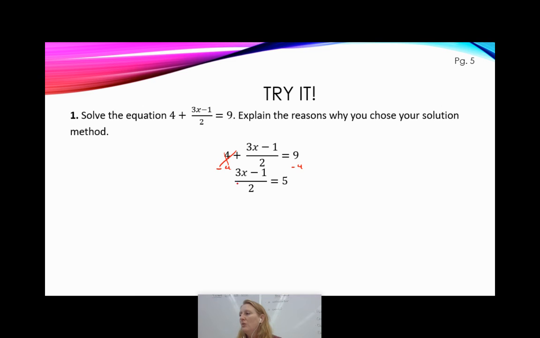And again, I don't like the dividing by 2. We undo division with multiplication. So I'll multiply both sides by 2. So those will cancel out. And I now have 3x minus 1 equals 10. I am going to go ahead and add 1 to both sides because that's what we have to do. And now I have 3x equals 11.